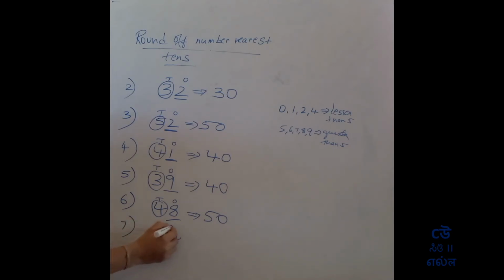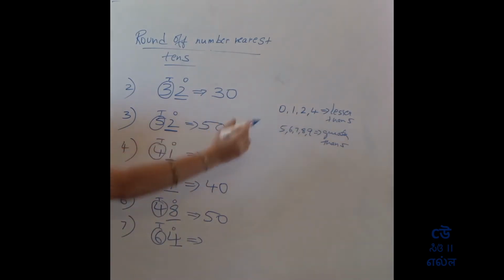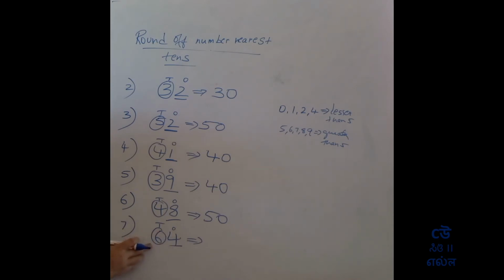Next, seventh problem: 64. So we have ones place and tens place. Next, considering the 4, is 4 lesser than 5 or greater than 5? 4 is lesser than 5. So we do not change anything in the tens place value. So 6 remains 6 and 0. Okay.